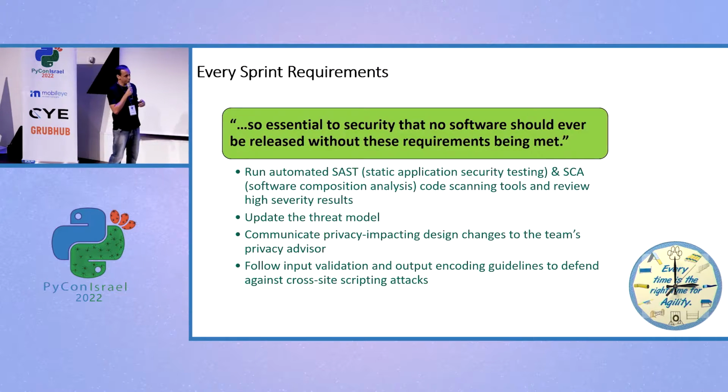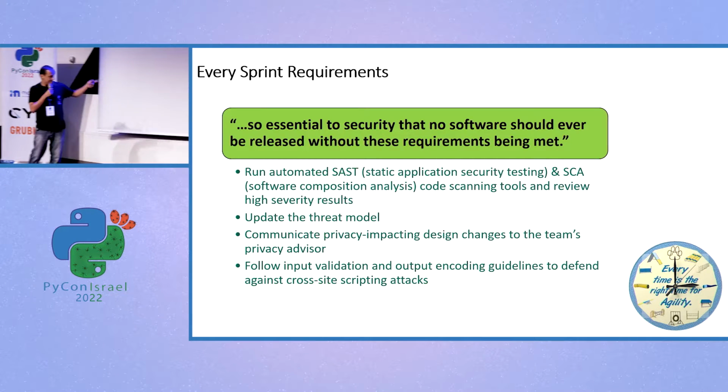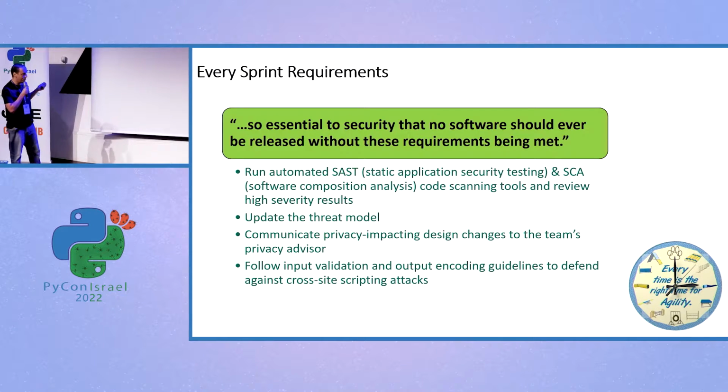And SCA, Software Composition Analysis. These are tools that scan your libraries, your dependencies, and find known vulnerabilities in other people's code. For example, an outdated Django or an outdated Python library of some kind. And another example, update the threat model. If you do have one, then you can update it on a sprint basis.